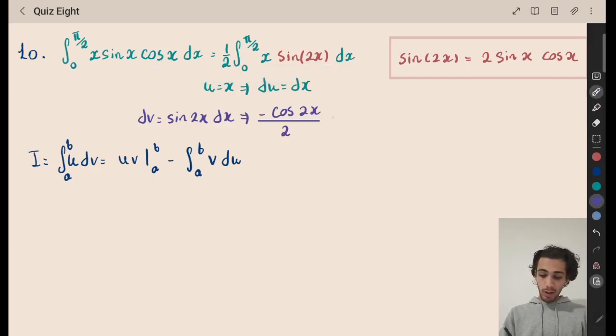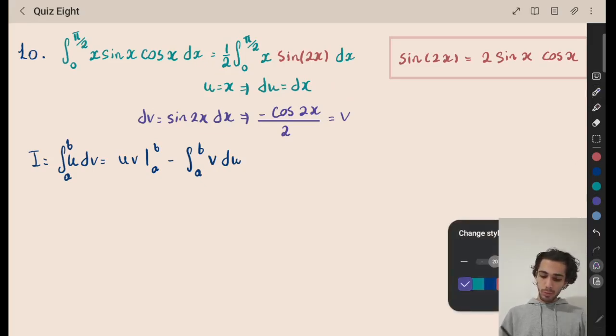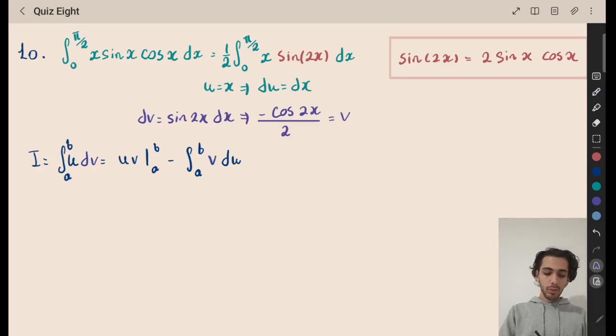So this should be my v. I've integrated my dv, I got my v, and I should be able now to integrate it into my solution.